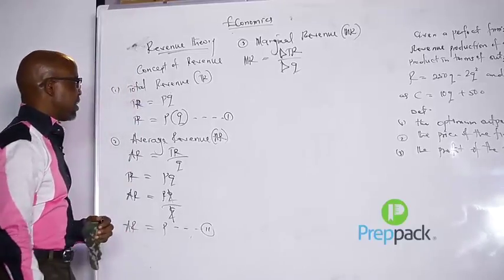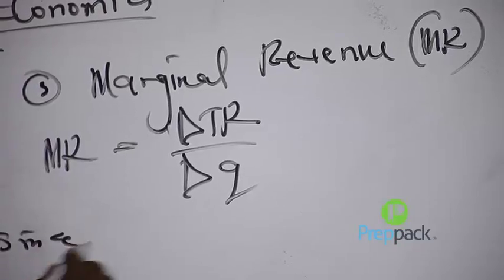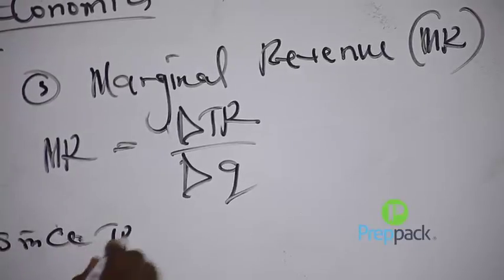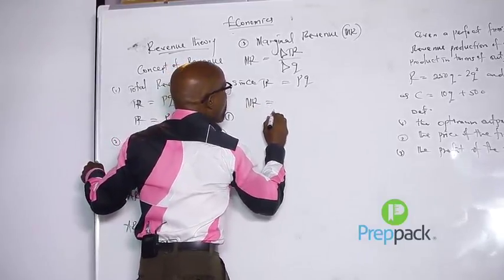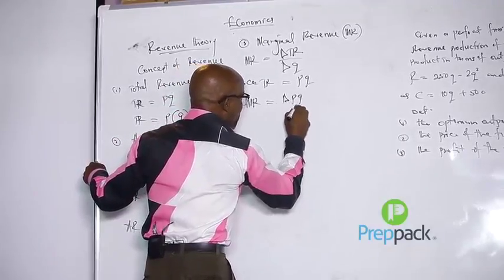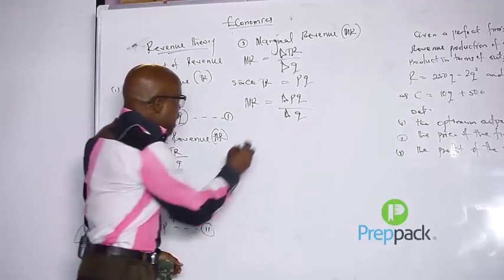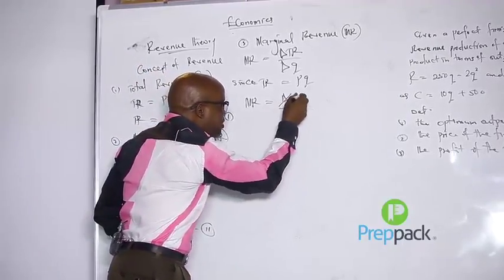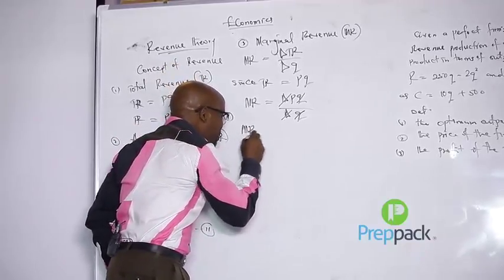Like I've said previously, your TR is your PQ. Since we know that our TR equals PQ, therefore MR is going to be equal to what? Change in PQ over change in Q. Very interesting, isn't it? Now, cancel change, cancel change. Cancel Q, cancel Q. You're left with what? P. Therefore, your MR is going to be equal to P.